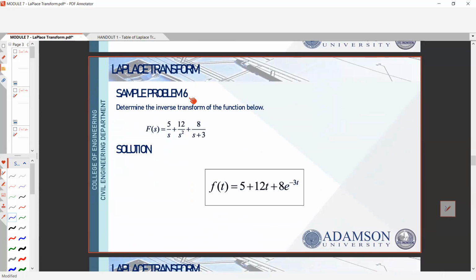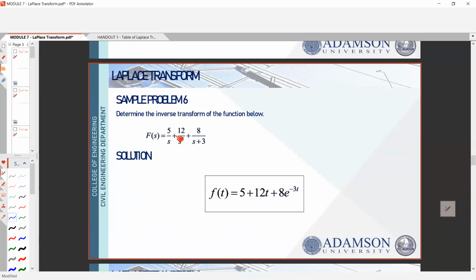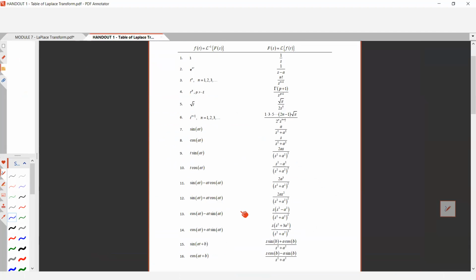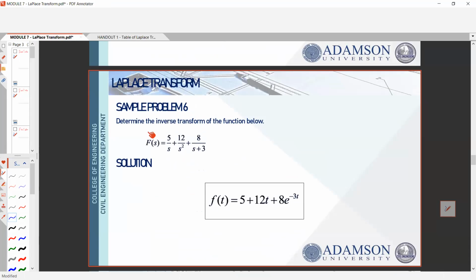So sample problem 6. So determine the inverse transform of the function below. Okay, dito na lang ako titingin para hindi na ako aangat ng slides. Dito na lang tayo titingin. Okay. So sample problem 6. Determine the inverse transform of the function below. So 5 over s plus 12 over s squared plus 8 over s plus 3.